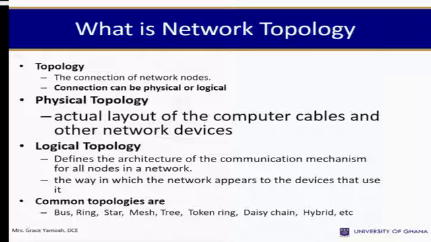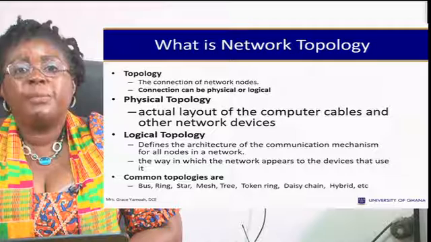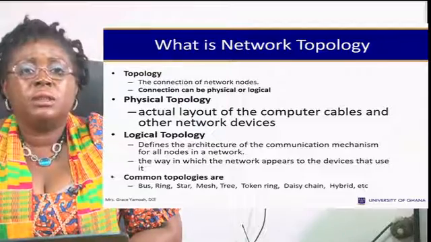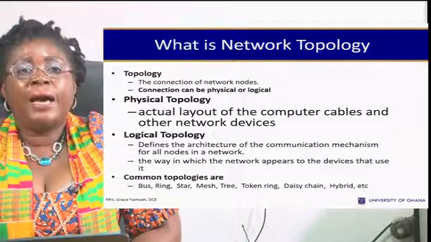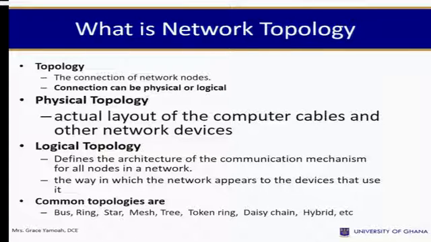Introduction. What is network topology? The connection of network nodes. Connection can be physical or logical. Physical topology is the actual layout of the computer cables and other network devices. Logical topology defines the architecture of the communication mechanism for all nodes in a network, the way in which the network appears to the devices that use it. Common topologies are bus, ring, star, mesh, tree, token ring, daisy chain, and hybrid.